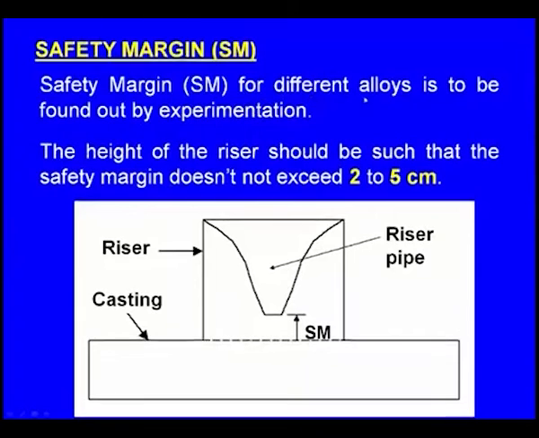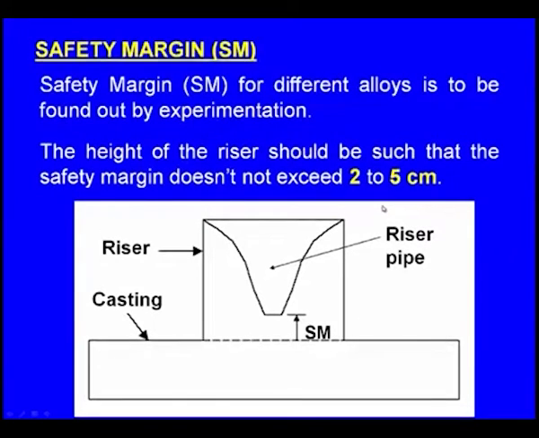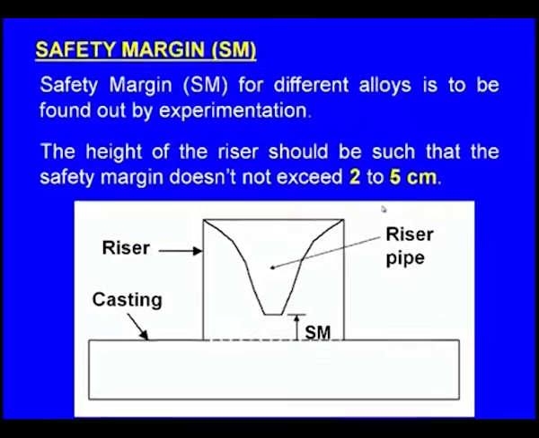Safety margin for different alloys is to be found out by experimentation. The height of the riser should be such that the safety margin does not exceed 2 to 5 centimeters. If the safety margin is more than 5 centimeters, certainly there will not be any shrinkage cavity, but that is a wastage of the riser material. Whatever length of the riser is covered in that safety margin is waste. On the other hand, it should not be too less, because in such a case there may be a shrinkage cavity, and it should not be negative. So, the length of the safety margin should be between 2 to 5 centimeters.